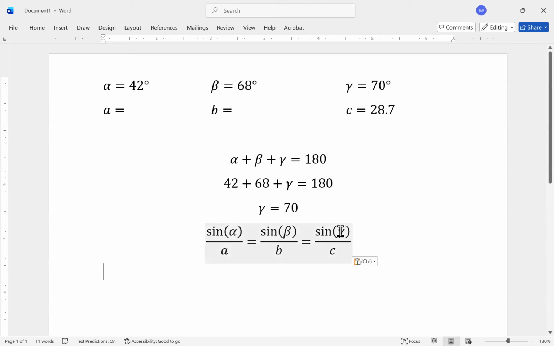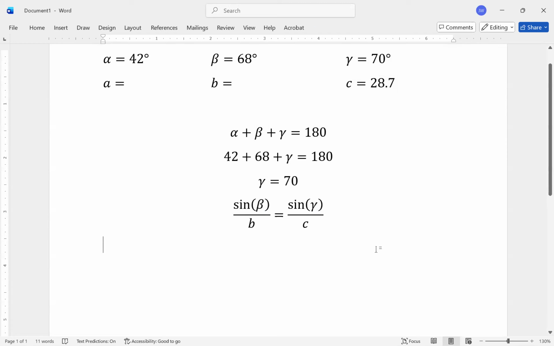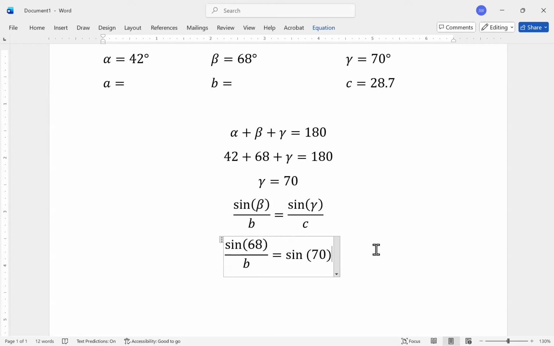So I have the ratio of sine of gamma over C. So I'll use that in finding the B here. Sine of beta divided by B is equal to sine of gamma divided by C. In this case, that's sine of 68 divided by B, I don't know B, so leave that as a variable, is equal to sine of 70 divided by 28.7.